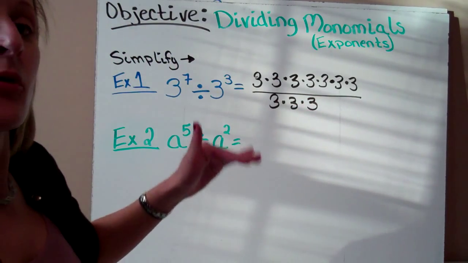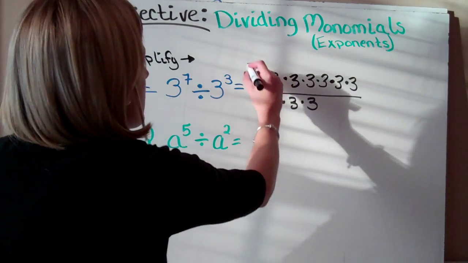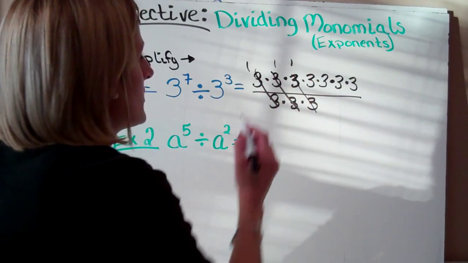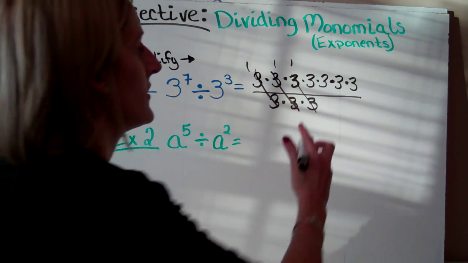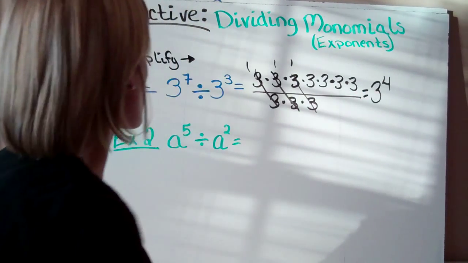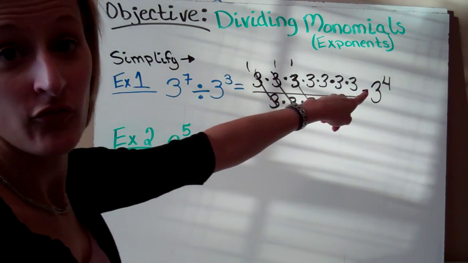Now, remember, 3 divided by 3 is 1. So let's simplify this out. There's 1, there's 1, and there's 1. I'm left with 4 threes. To write it with an exponent, my simplified version would be 3 to the 4th. Notice 7 minus 3 is also 4.